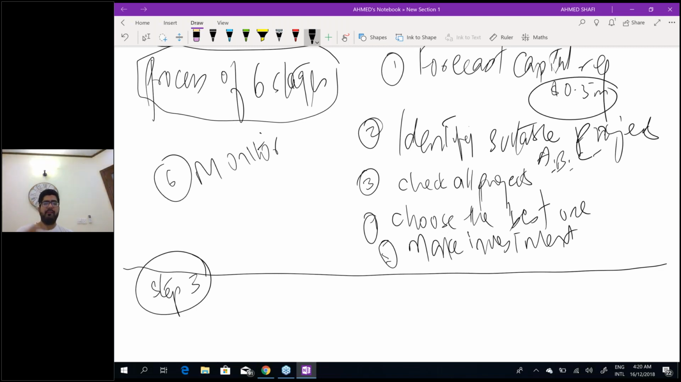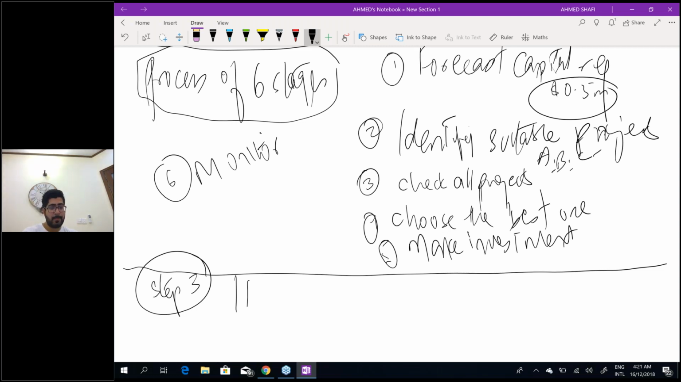We got information about step 1, forecast capital requirements. The only objective is getting to know how much cash is required for day-to-day operations and how much cash is spare. We get step 2 as well. Once you know we have this much spare cash, find suitable projects. Then, sir, you are saying in step 3, check all projects to see which is the best one.